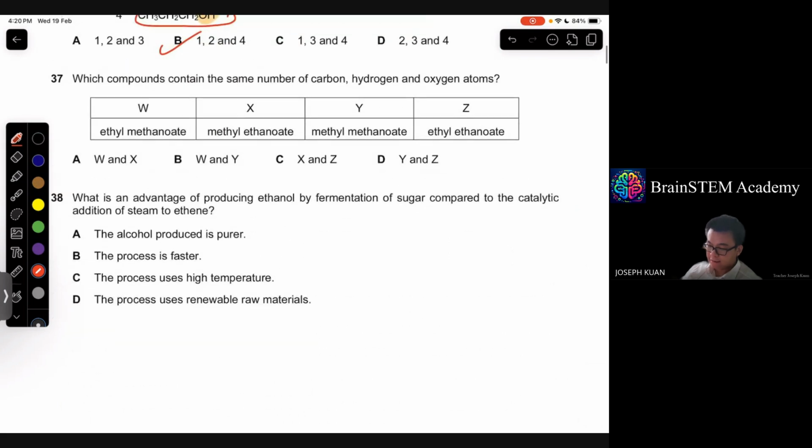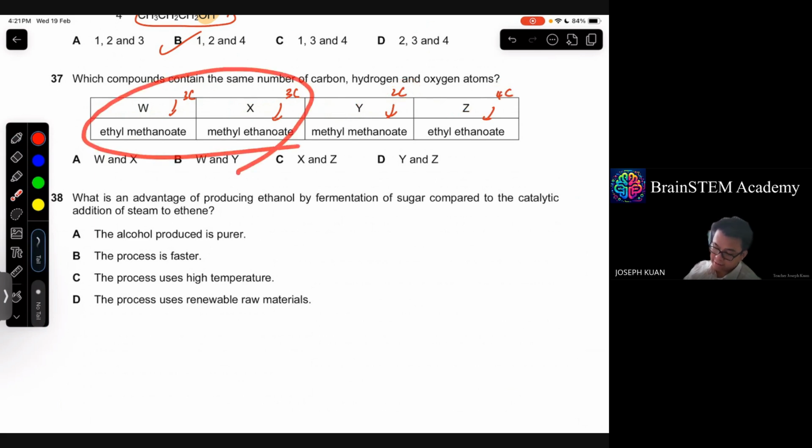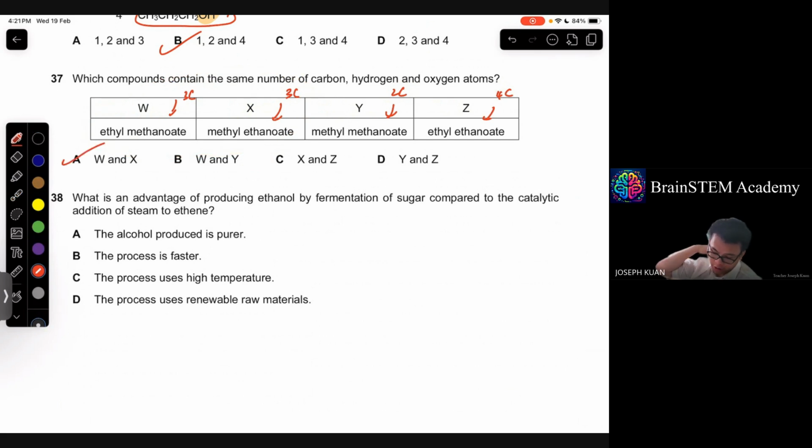Next, which compounds contain the same number of carbon, hydrogen, and oxygen atoms? Now, this is a 3-carbon ester. This is a 3-carbon ester as well. This is a 2-carbon ester. This is a 4-carbon ester. How do I know? I look at the prefixes. Eth means 2 carbon, meth means 1 carbon. And then 2 plus 1 is 3, 1 plus 2 is 3, 1 plus 1 is 2, and then 2 plus 2 is 4. So from here, I know W and X must have the same number of carbon, hydrogen, and oxygen atoms. Right? They are isomers of each other.